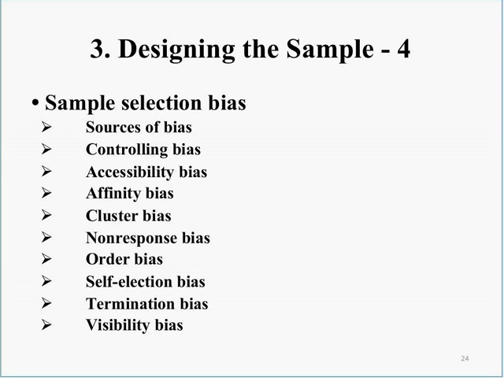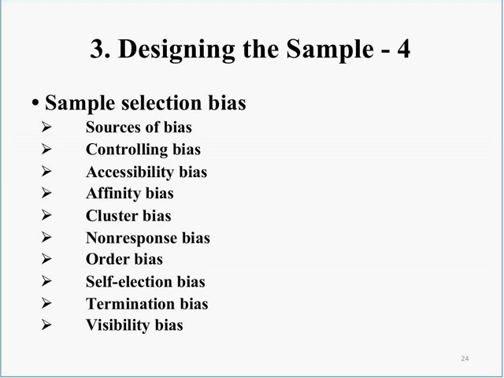Having offered those two discussions of the meaning of bias, coming back to slide number 23, what are some of the biases that we can run into in sample selection? The sources of bias: controlling bias, accessibility bias, affinity bias, cluster bias. We talked about cluster. Cluster is terrific, but if you say we're going to have all our clusters on the north side of town, well, what happened to the south side, or the east side, or the west side? You have to be careful with bias. No matter what you're doing, bias can creep in if you're not very careful.